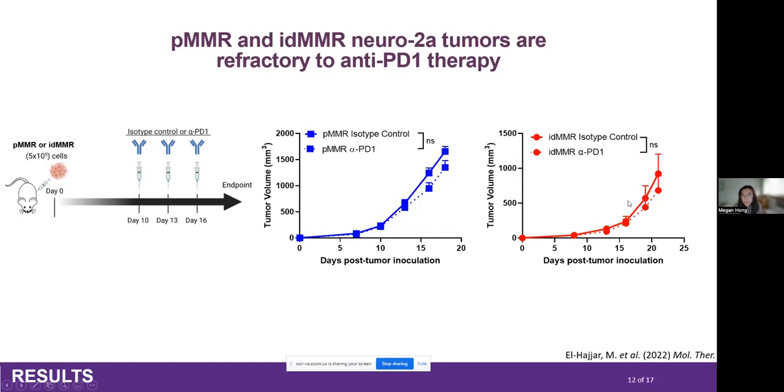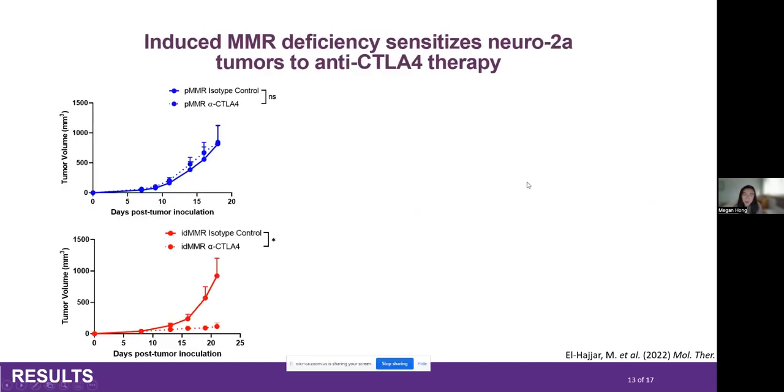However, if we did the same experiment with anti-CTLA-4, we found that anti-CTLA-4 had no effect against the mismatch repair proficient tumors compared to the control group. Whereas in the mismatch repair deficient group, anti-CTLA-4 was able to significantly reduce tumor burden compared to the control group, where about 60% of mice are cured at the endpoint.